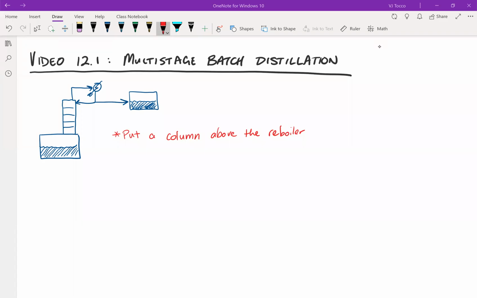Last time in separations, we discussed single-stage batch distillation, aka the Rayleigh still. Today's topic extends that idea to now multi-stage batch distillation. For multi-stage batch distillation, the main ideas are the same, except now instead of just a pipe above the reboiler, there's now a distillation column.